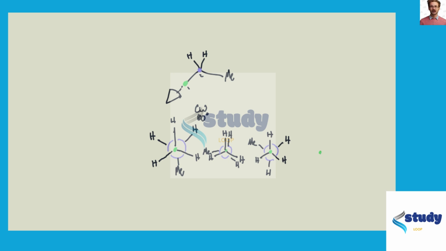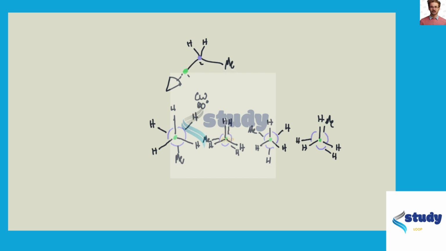Green in the middle. We're going to leave the front the same in each case. Hydrogen, hydrogen, hydrogen. Blue in the back. Now methyl is eclipsing the top hydrogen, hydrogen, and hydrogen.